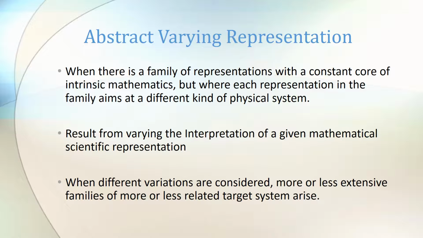And we extend the core mathematical structure to more members of the family. Results from varying the interpretation of a given mathematical scientific representation. When different variations are considered, more or less extensive families of more or less related target systems arise. Abstract varying representation focuses on the overlapping of mathematics of different members of a scientific representation family. It yields many benefits in the study of science.